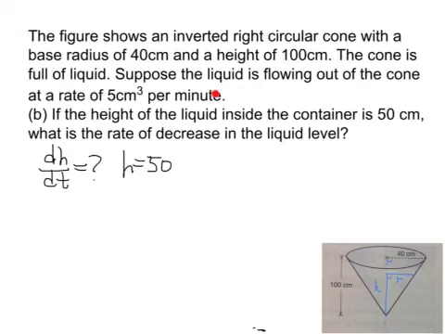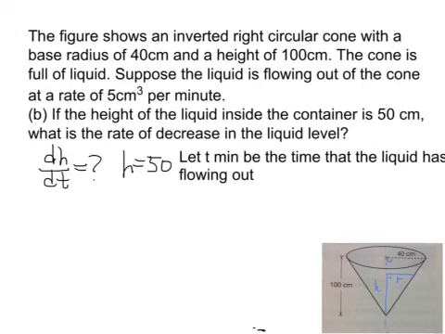T, right? So if you put them all together, and if you let T be the time, then this must be talking about dV/dt. So there must be another quantity, T. It wasn't declared, so we write this out. We declare it. Let T minutes be the time that the liquid has been flowing out. And some other information. We know that dV/dt equals -5.